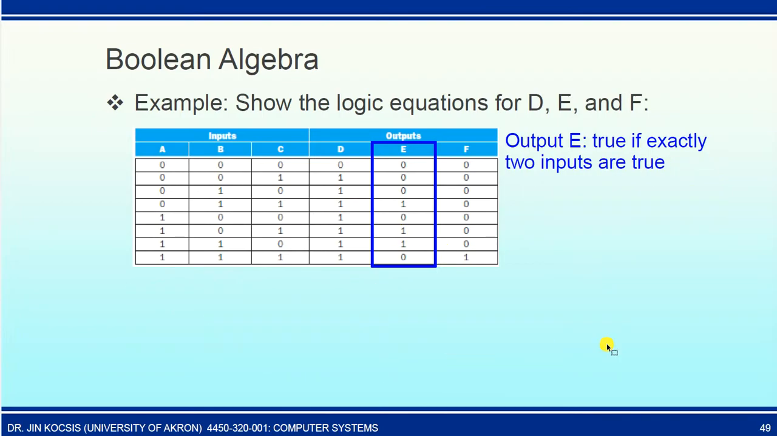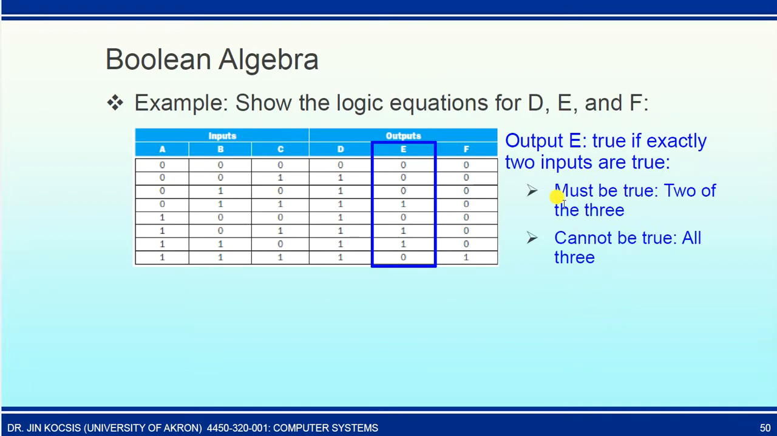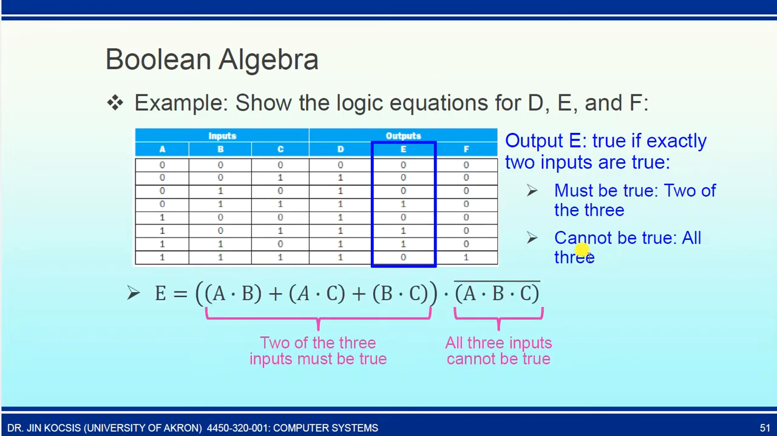Another way is to operate logically. How about I implement it this way: at least two of the inputs are 1, and then I exclude the situation where all of them are 1. One more time, to describe the behavior of E, I can describe it as follows. At least two of the inputs are 1, and then I exclude the situation when all of them are 1. So at least two of them are 1, but it cannot be that all of them are 1.